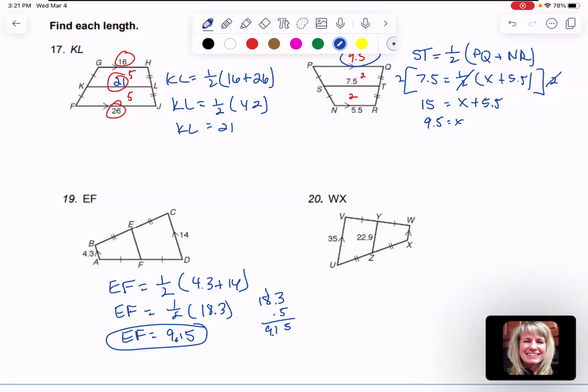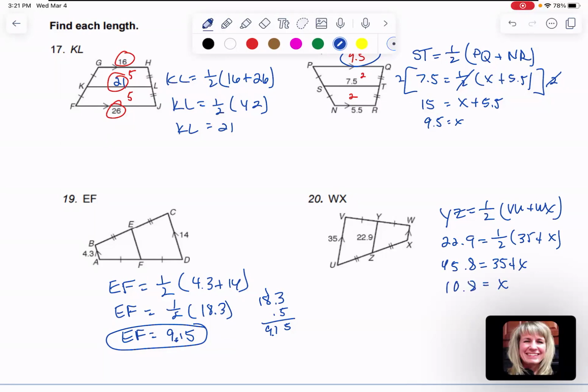So on the next one, and one good thing is on this next test, you actually get a calculator. So you won't have to worry so much about that. On the next one, we know YZ equals half of those two bases, VU and WX added together. So YZ is 22.9. And then we've got a half, and VU is 35 plus, I'm just going to call it X there. Multiply both sides by 2. So we get 45.8. And then we've got 35 plus X. So subtract 35 from that. And I get 10.8.